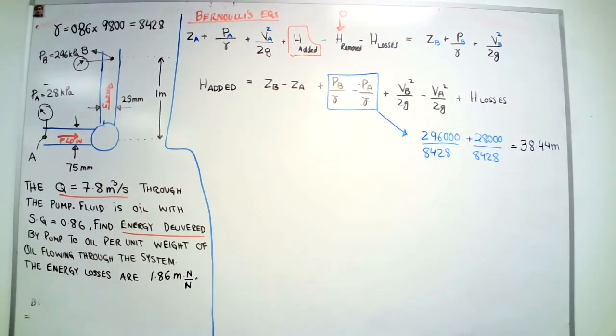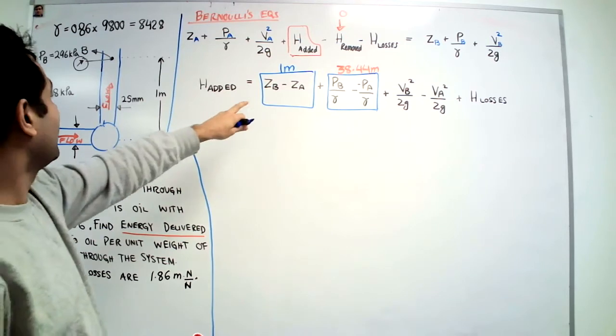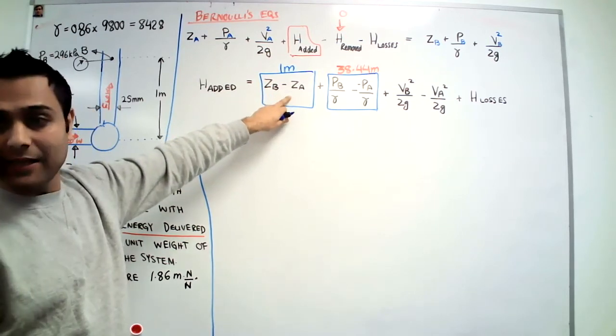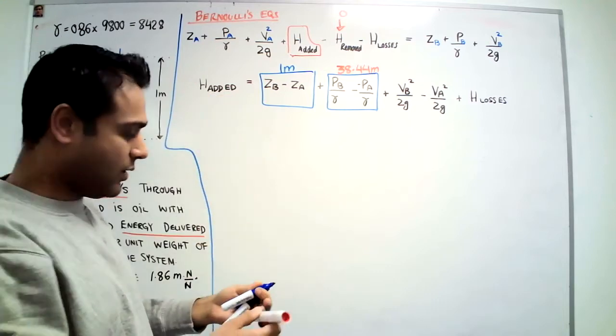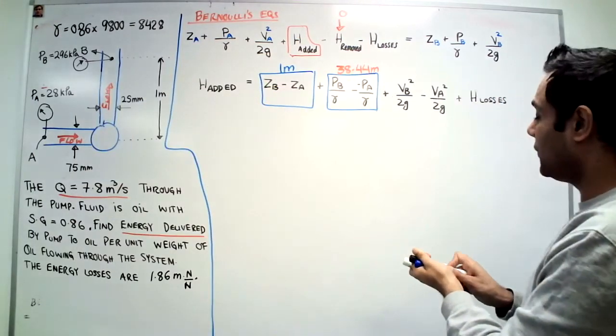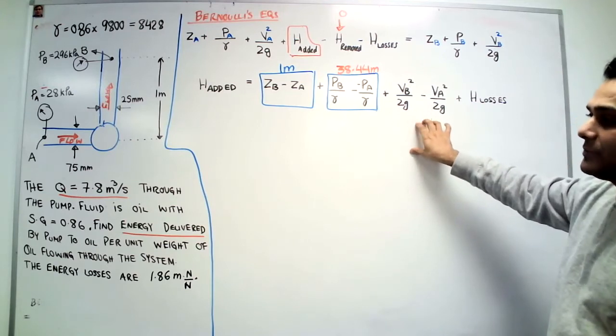The head losses because of this thing is 38.44. Okay. Now we got the value for ZB minus ZA. This is 1 meter. So I got that one. Now I need to find out the values for this bit.